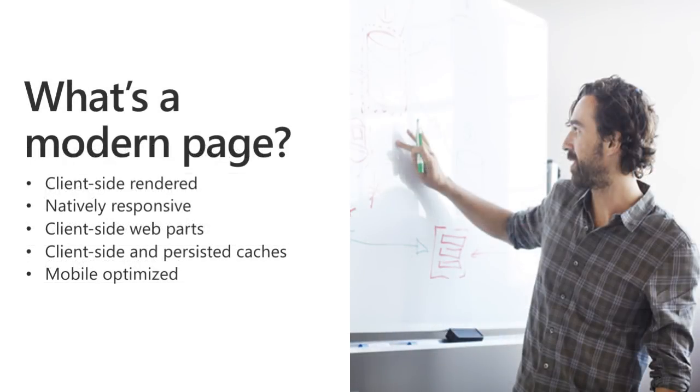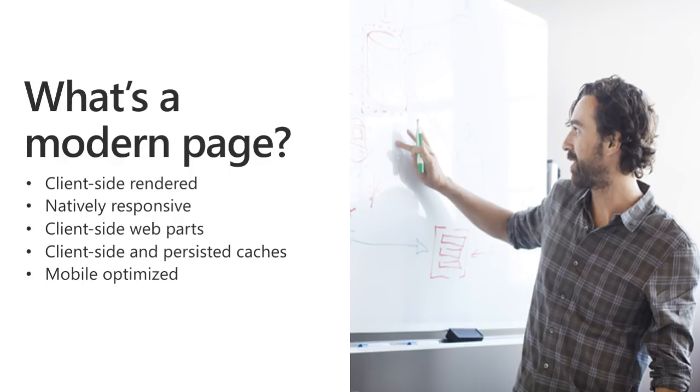Now, before we dive too far into this, we need to look at something called a modern page. What is a modern page? The difference between a modern page and what we formerly knew, which we're now calling classic pages, is that a modern page is client-side rendered. It's not rendered on the server side, which is how we used to do server-side based web parts. It's natively responsive, meaning that if I resize the browser, it's going to resize and re-render the page in a way that makes the most sense for the current experience. Web parts that you create will all be running and rendered client-side as well. They won't be running server-side.